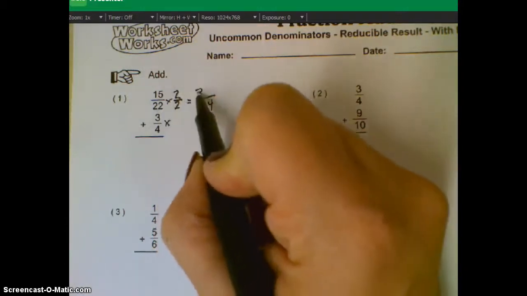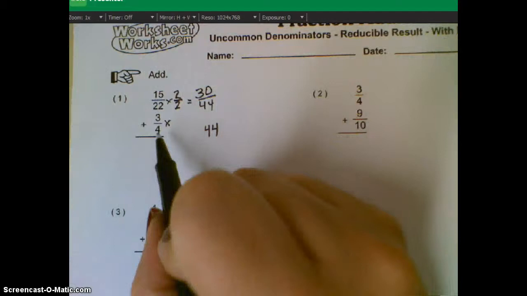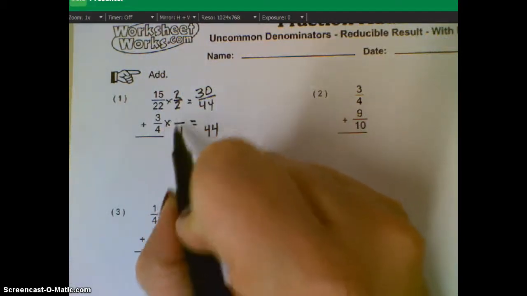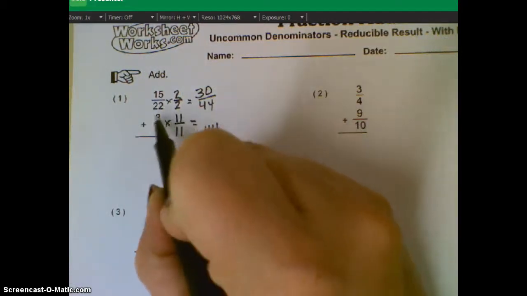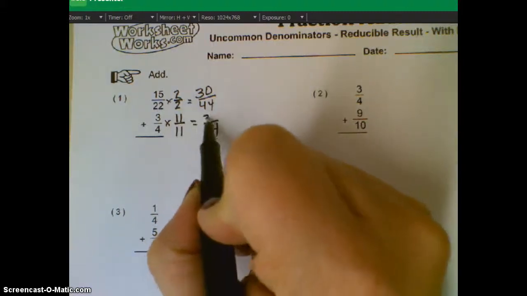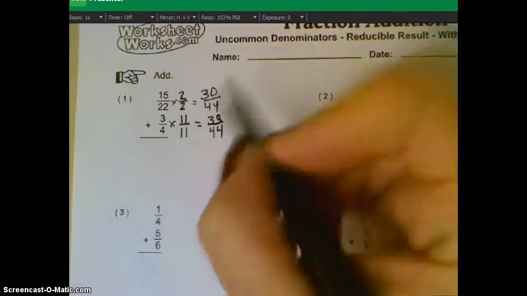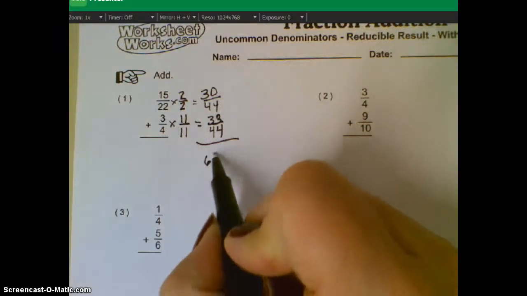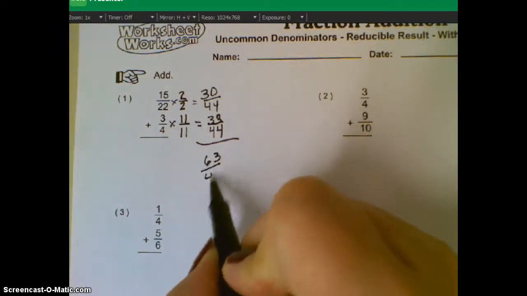15 times 2 is 30. 4 times 11 will equal 44. So now I need to do the same on the top. 3 times 11 is 33. Now I'm ready to add down. 30 plus 33 will equal 63 out of 44.